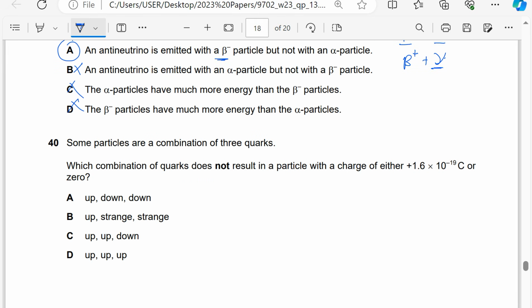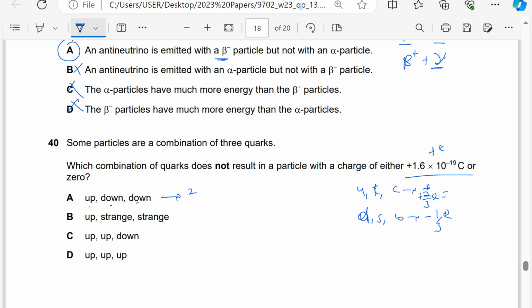And lastly, some particles are a combination of 3 quarks. Which combination of quarks does not result in a particle with a charge of positive 1.6? This is positive E. So up, down, down. This is of course 0. Remember up, top, and charm. These ones have a charge of plus 2 over 3 E, and then down, strange, and bottom, these ones have minus 1 over 3 times E.